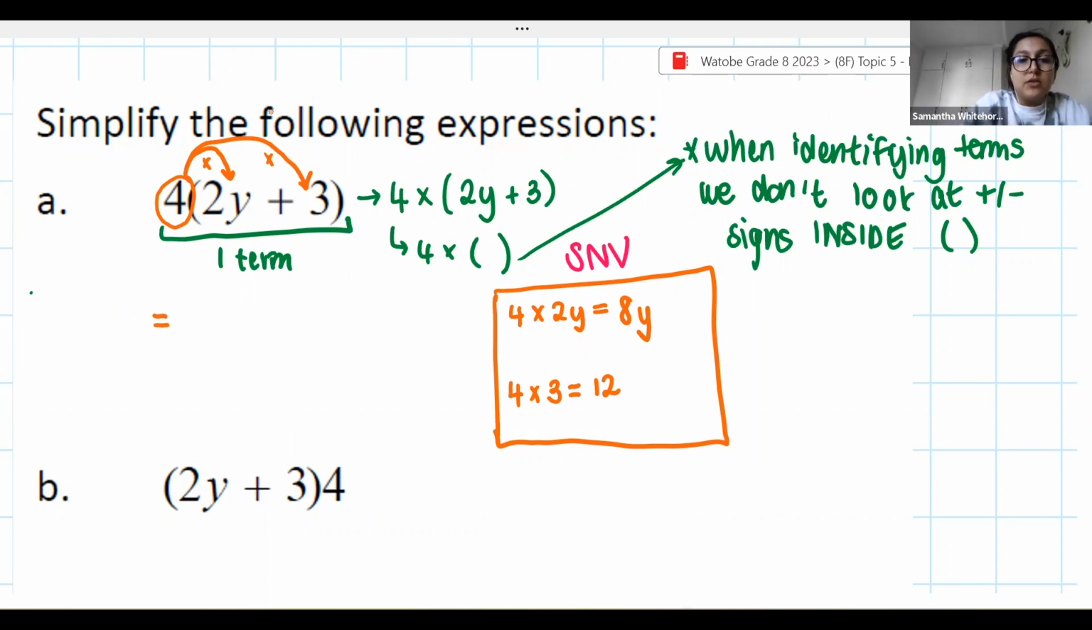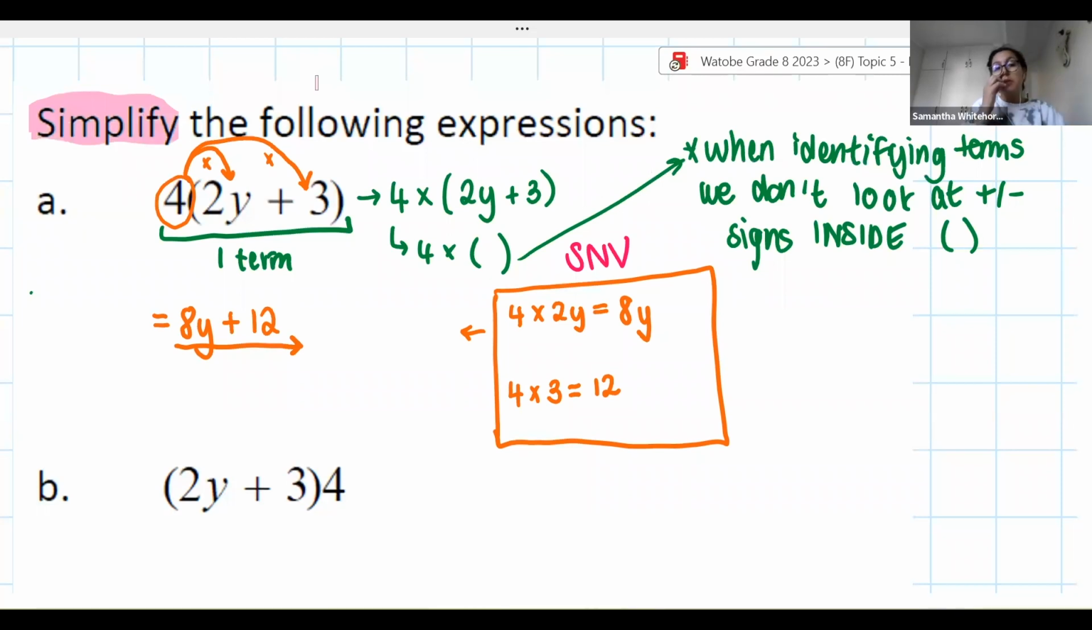And so what we can now do is write these products down. I had 8y from my first multiplication, and then the plus 12, or positive 12, from my second multiplication. And so through the distribution, or through multiplying the 4 in front of the bracket with the 2y and the positive 3, I have simplified, which is what the instruction told me to do. I have simplified this expression.